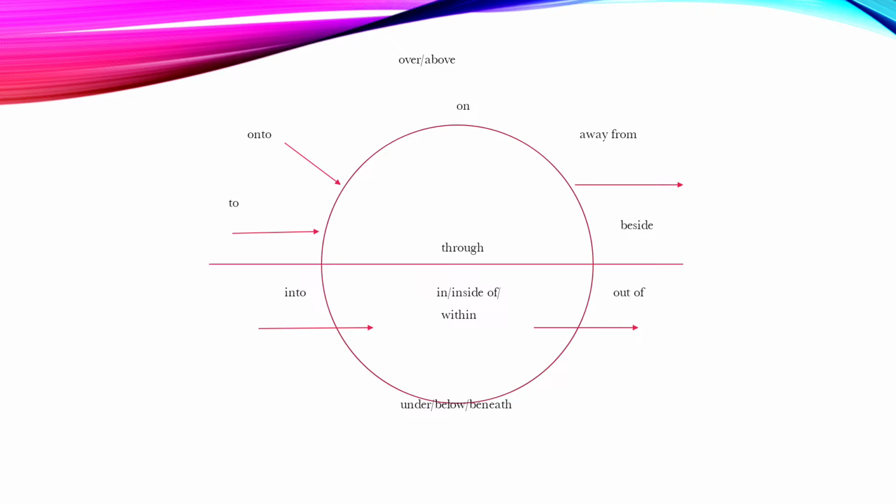Then through the circle, then in, inside of, within, all these meanings, something is inside. Then the next arrow, out of, going outside of. Then beside, side by side, beside. And the next is away from. So this diagrammatic representation will help you to remember more easily.